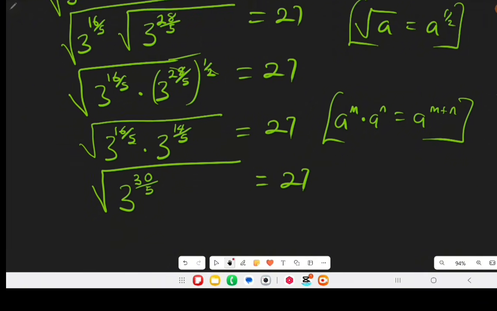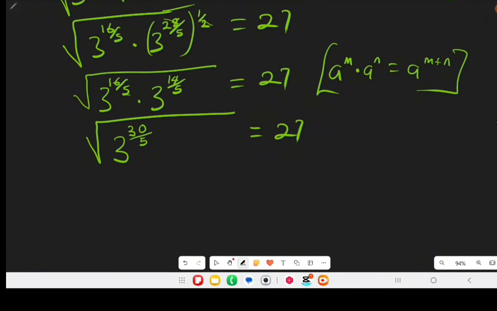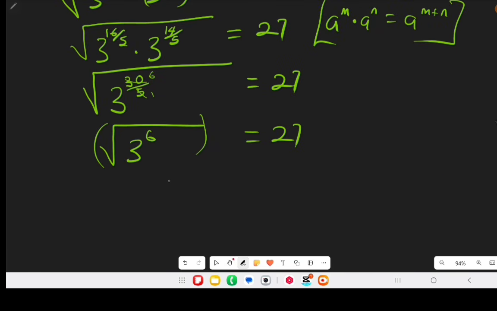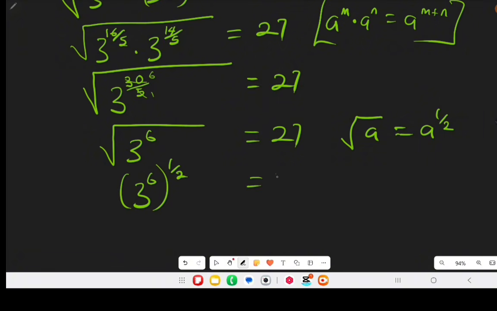Let's see. 30 over 5 can be reduced: 5 here 1, 5 here will give us 6. Then we are having root of 3 raised to the power of 6 equals to 27. Is it true? Let's see. We can express this root in the form of power, where we have root of a equals a raised to the power of half. And when we apply that, we are going to have 3 raised to the power of 6, all raised to the power of half. Is it equal to 27?